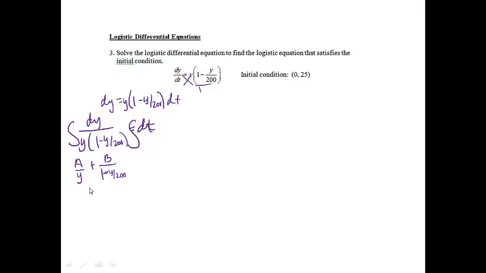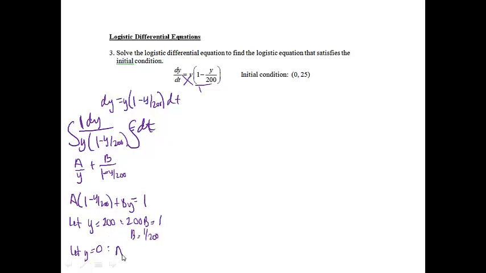And then from here, we will get the numerators. The numerators would be A times the quantity (1 minus y over 200) plus By, and they will equal the numerator of the original fraction, which will be 1. And then if I let y equal 200, we will get 200B is equal to 1. So B will equal 1 over 200. And then if we let y equal 0, we will get that A is equal to 1.